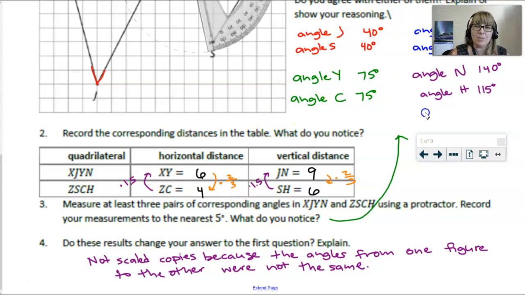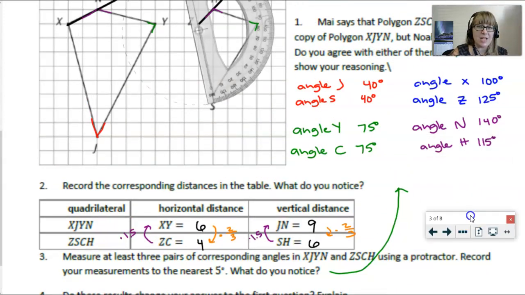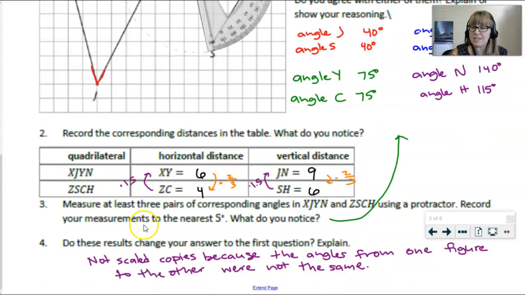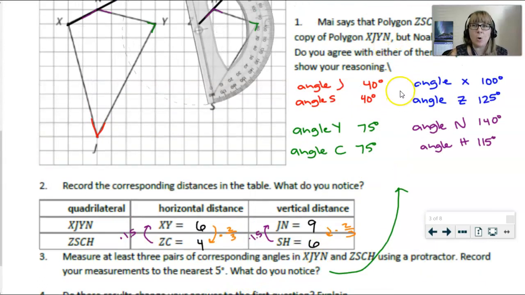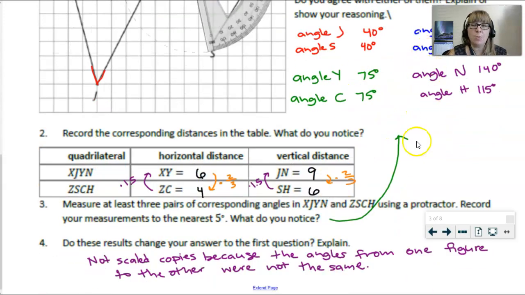When I look at these angle measurements, I can see I have some angles that are definitely not the same. Angles X and Z are definitely not the same, and N and H are definitely not the same. And according to our other examples, they should be the same if they're scaled copies. So do these results change the answer to the first question? Well, it depends. If you agreed with Mai, hopefully these results changed your opinion. If you agreed with Noah, hopefully you say no, I know that they are not scaled copies because the angles from one figure to the other are not the same.